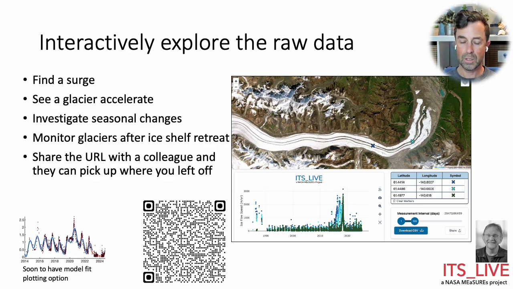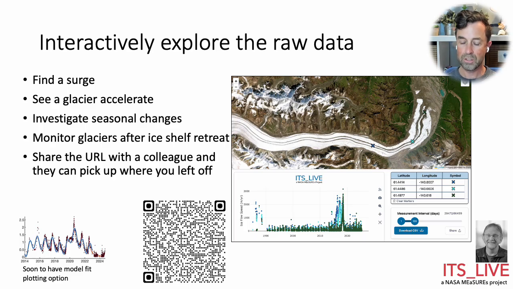The cool thing about this web tool is that everything you're doing in the tool is being recorded in the URL. In this example, those 3 points are being recorded in the URL, and the time separation that I've selected is also being recorded in the URL. If you follow the QR code that I have there, it will take you to this exact map, and then you can start moving these points around yourself and exploring maybe where the surge started or where it ended, or you can explore an entirely new location.